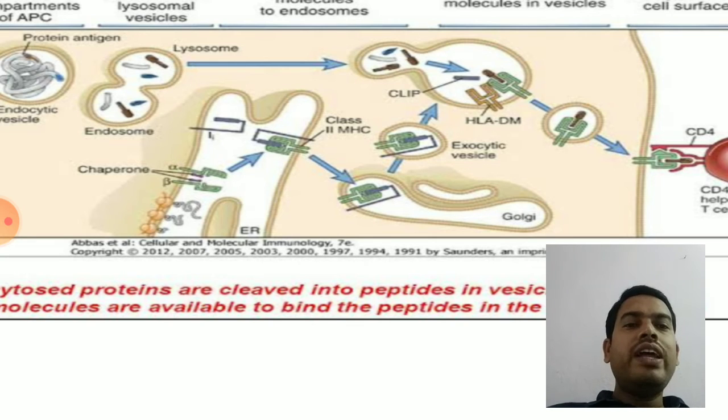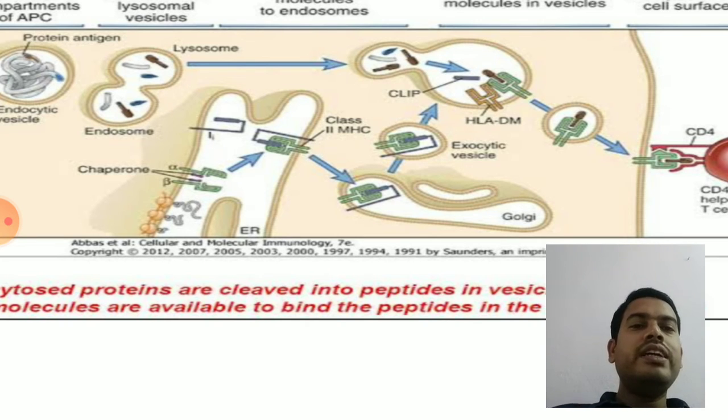So in the meanwhile, the Golgi complex will prepare the class 2 MHC molecule ready for binding with the processed antigenic peptide. After MHC class 2 binds with the invariant chain, it enters the Golgi complex, and from the Golgi complex it is combining as a vesicle to the endolysosome, which contains the antigenic peptides.